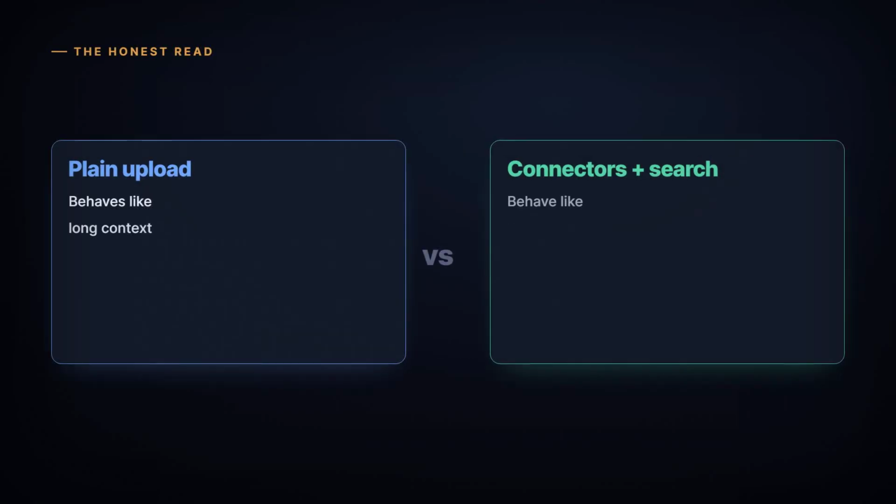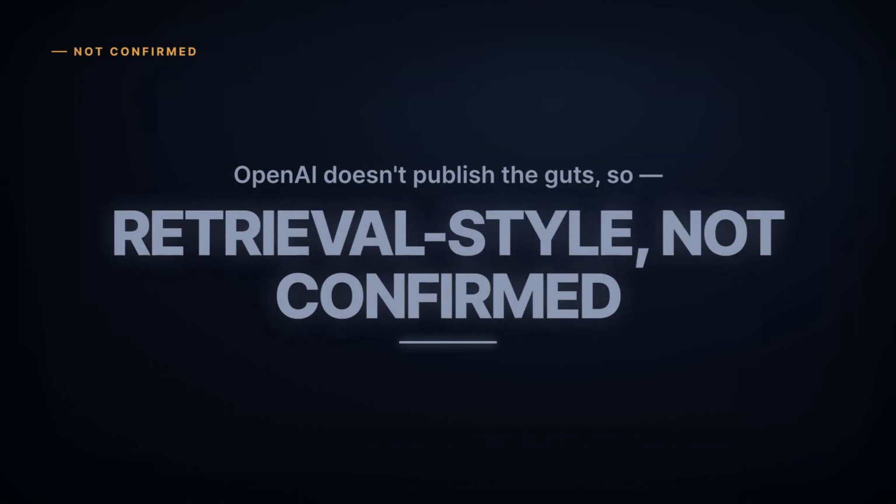A quick honesty note here, one I'll repeat for Gemini. A plain upload behaves like long context, while the connectors in the enterprise search behave like retrieval. OpenAI doesn't publish the guts, so the precise mechanism is best described as retrieval style rather than stamped and confirmed.